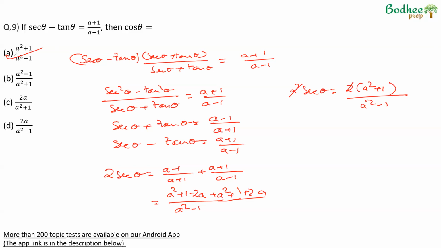We have to find cos theta, not option A. So cos theta will be the inverse of this, a square minus 1 upon a square plus 1. A square, option B will be my answer.